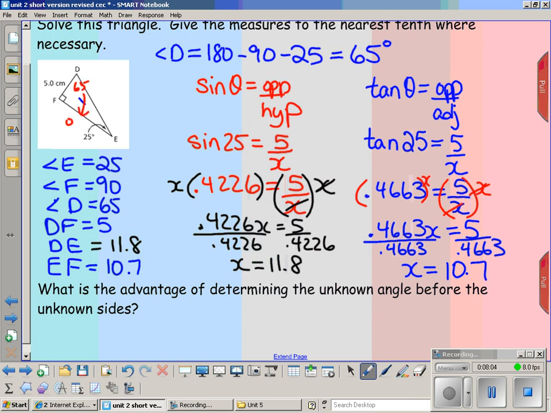You could have used opposite over adjacent. So we could have gone that way as well. We also had already found out that this was 11.8. So we could have used one of the other ratios. Had we chosen 25, we could have used adjacent over hypotenuse. So we could have used cos. There's lots of different possibilities.